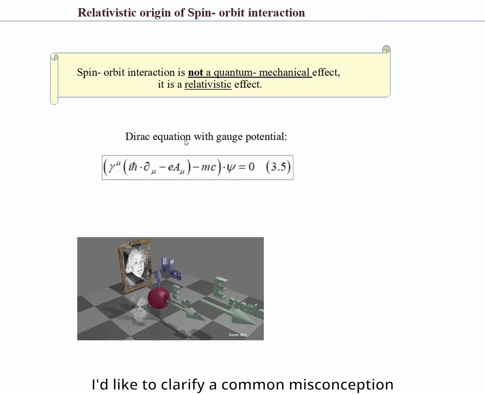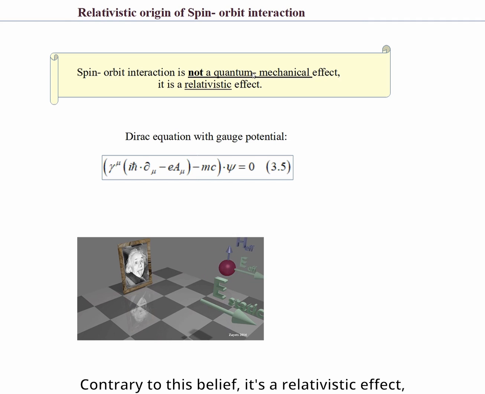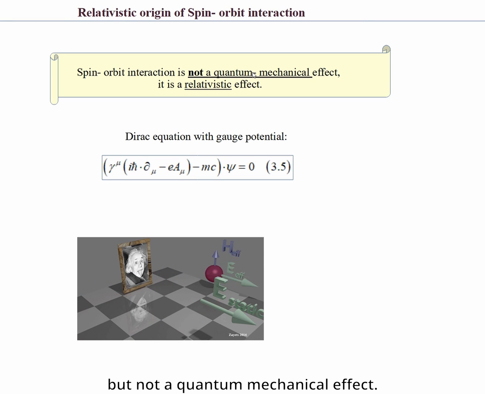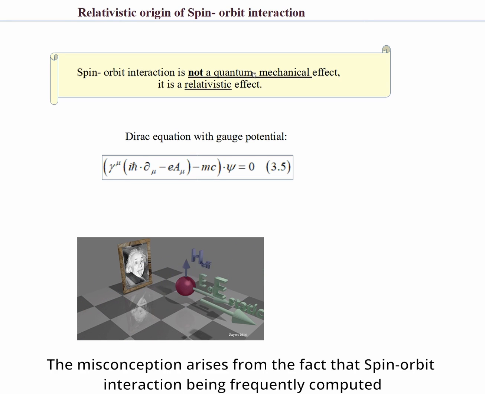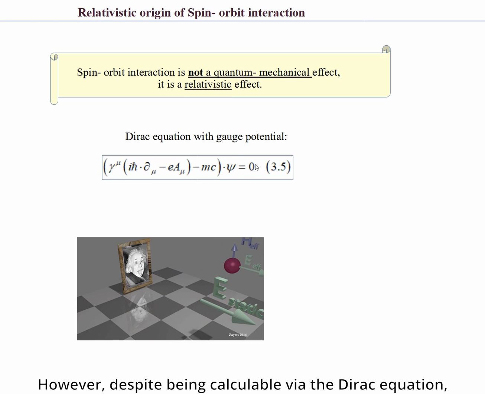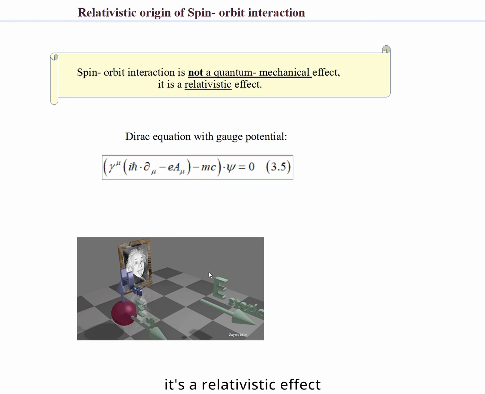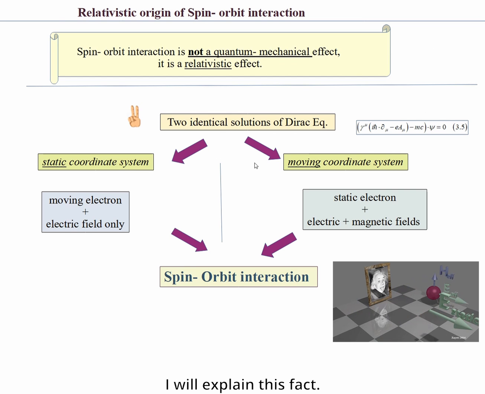I would like to clarify a common misconception that spin-orbit interaction is a quantum mechanical effect. Contrary to this belief, it is a relativistic effect, but not a quantum mechanical effect. This misconception arises from the fact that spin-orbit interaction has been frequently computed through a solution of the Dirac equation for a moving electron. However, despite being calculated via the Dirac equation, the spin-orbit interaction is not a quantum mechanical effect. It is a relativistic effect as shown here. I will explain this fact.